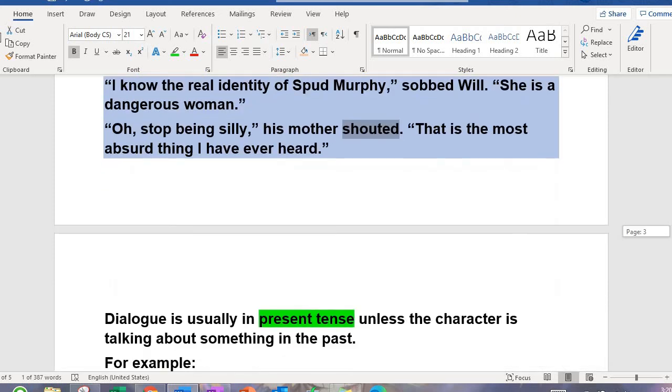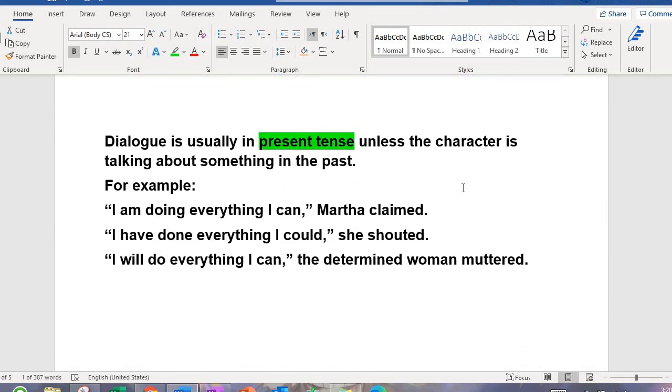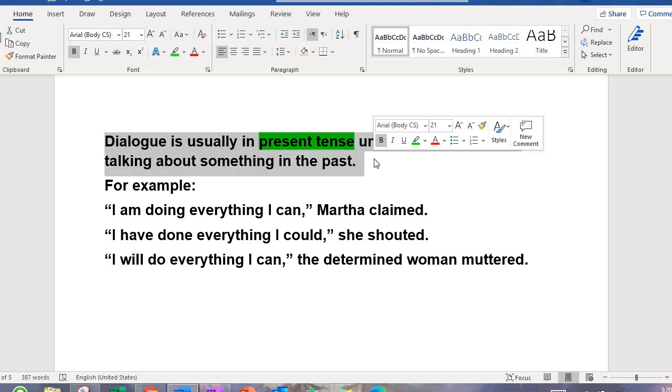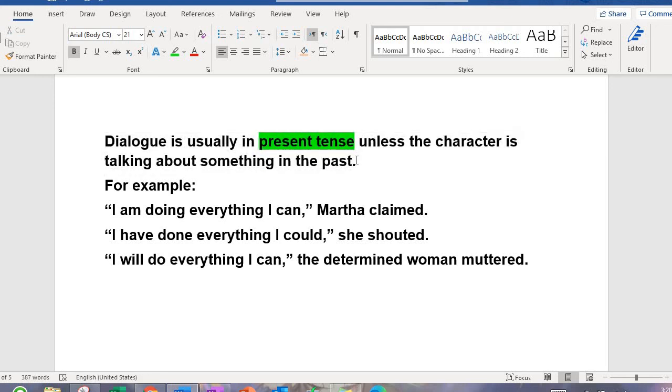Now, just for revision, dialogue is usually in present tense unless the character is talking about the past. Okay, so I hope you understand this, because most of the times when characters are speaking to each other, they use present tense. But if the characters are telling something that already happened or something that they are going to do, then the tense can change.